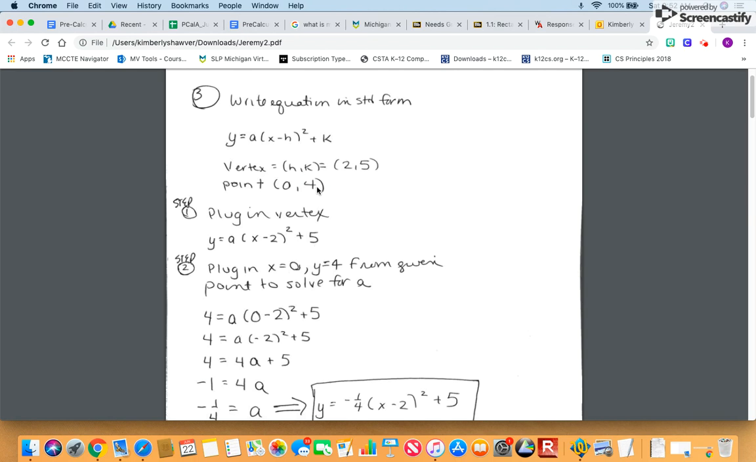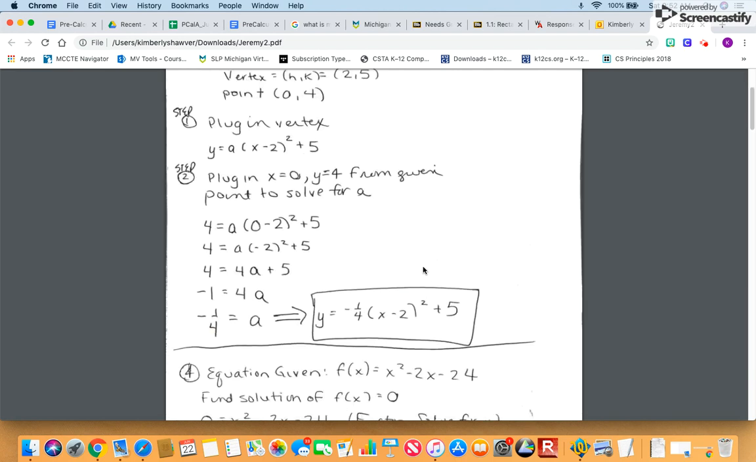Then since I gave you a point, you're going to plug in x for 0 and y for 4, because that's what you were given, into this equation. So the only unknown you will have left is a. So from the given point, solve for a. So plug them in. So that's what I did here.